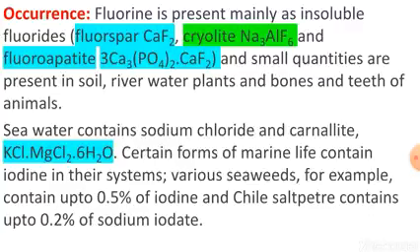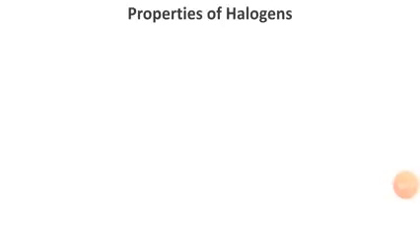Some more points you have to note down: fluorine is the 13th most abundant element in the earth's crust, whereas chlorine is the 20th most abundant element, and bromine is the 47th most abundant element. So now dear students, let us focus on the properties of halogens.